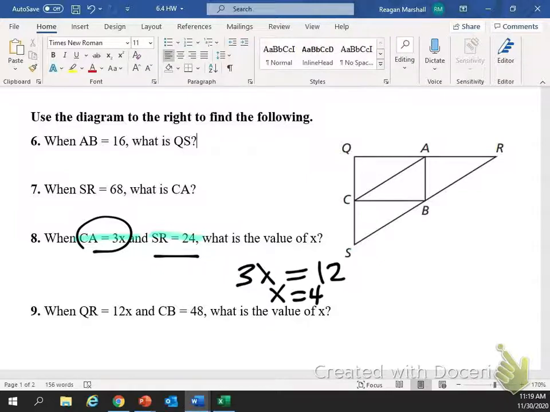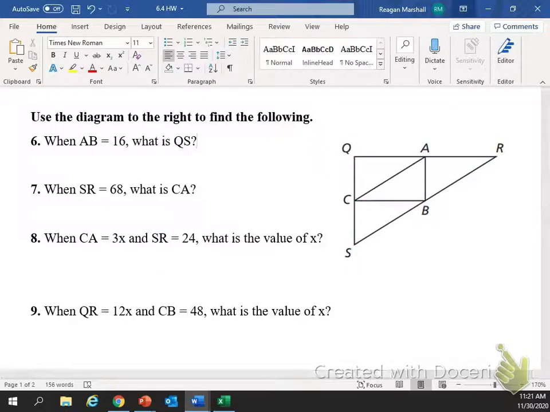Correct, Trey. Good. So QR is 12x. Ooh, I wrote that. Oops. Well, CB is 48. So then what does 12x equal? 96. You double 48, which makes 96. So x equals 8.